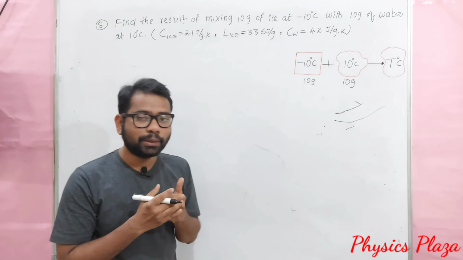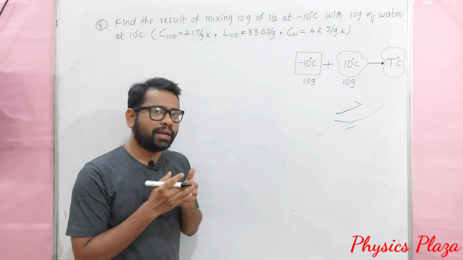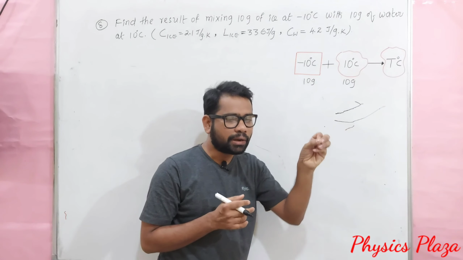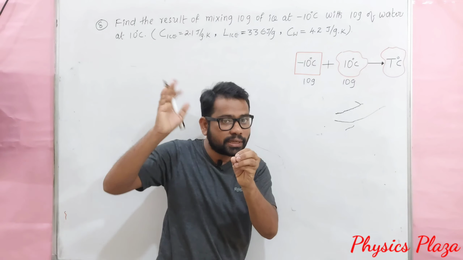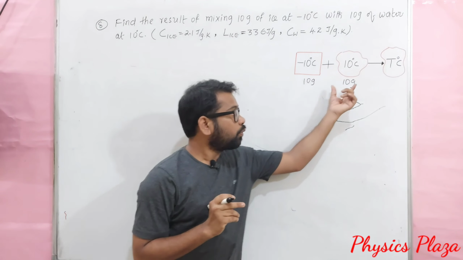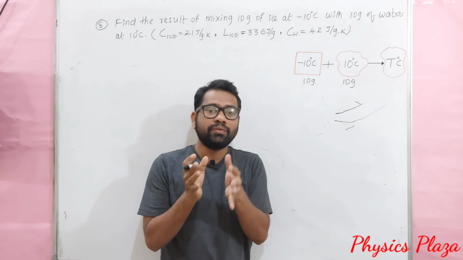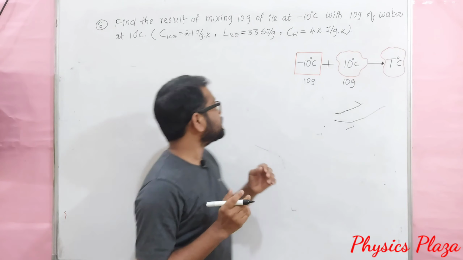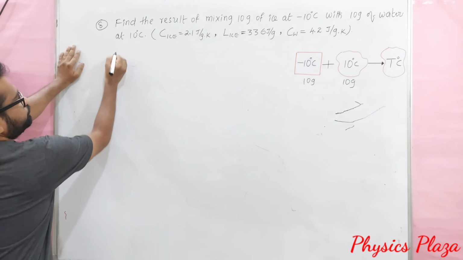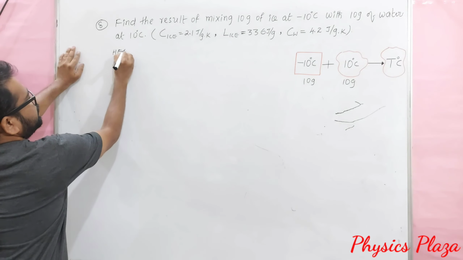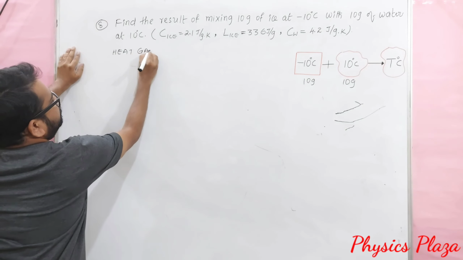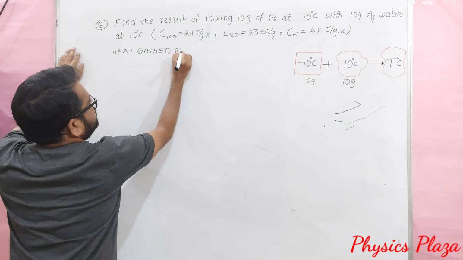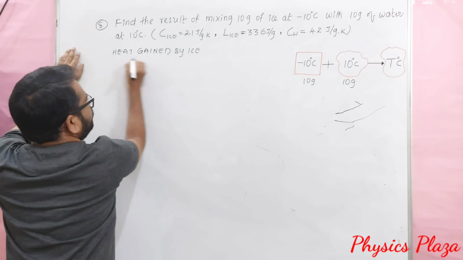In order to calculate resultant temperature T, children, first we need to calculate heat gained by the ice. Here, as ice is added, it melts, it converts into water and its temperature is raised to T degrees Celsius. On the other hand, the water is going to lose heat. So individually we have to calculate heat gained by the ice and heat lost by the water. First let us calculate heat gained by the ice. So how to calculate it, children?